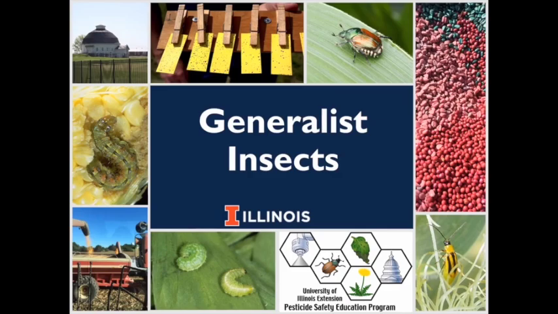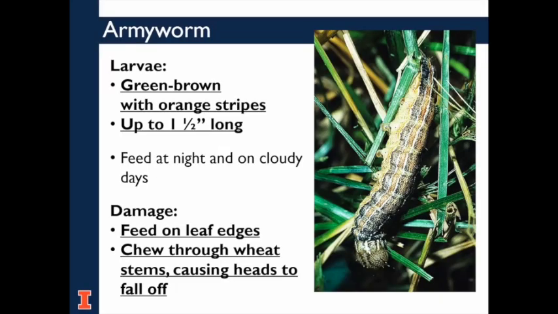In this video, we'll cover a couple of generalist insect pests. First we have armyworms. Armyworm larvae have green to brown bodies with an orange stripe down each side. They can grow up to 1.5 inches long.